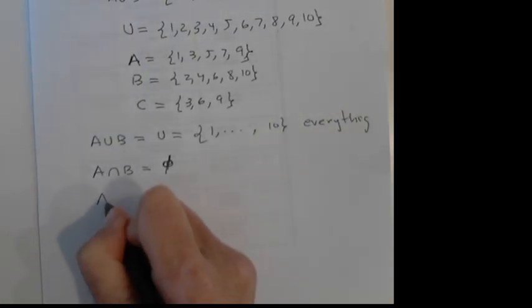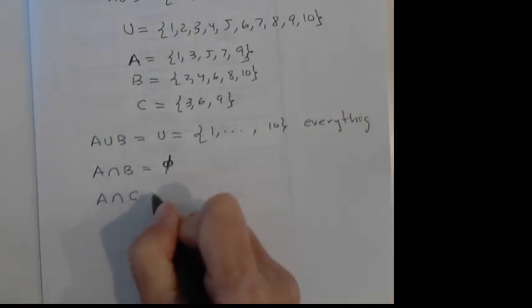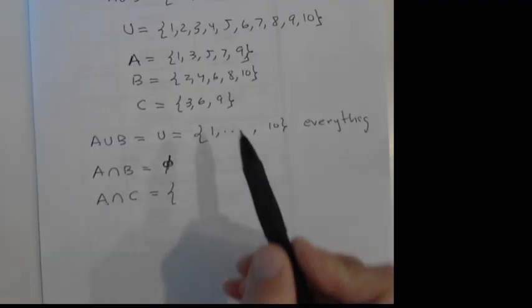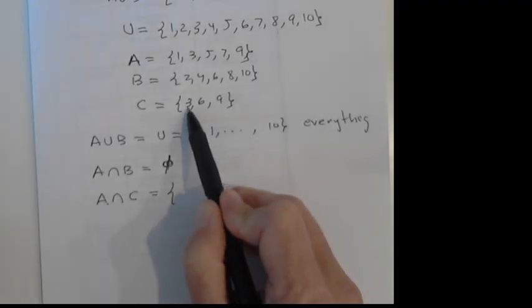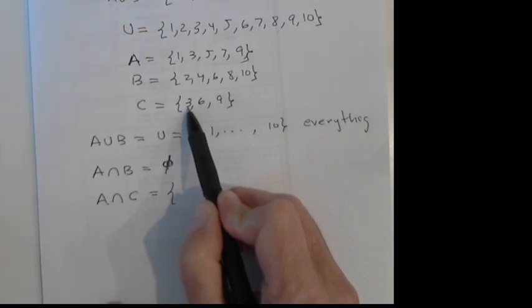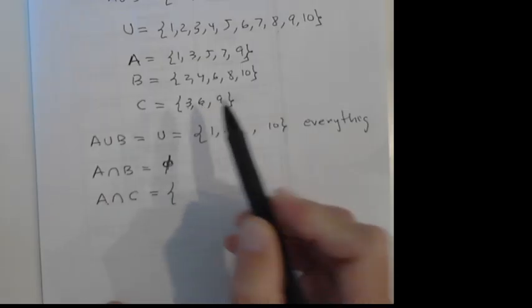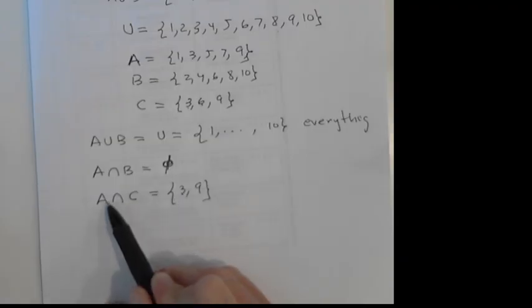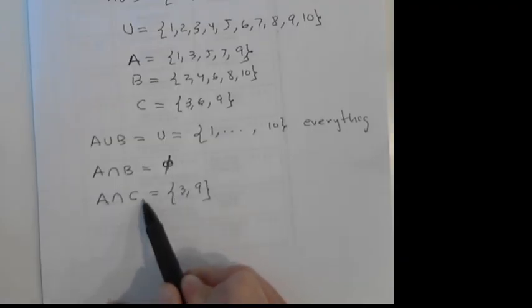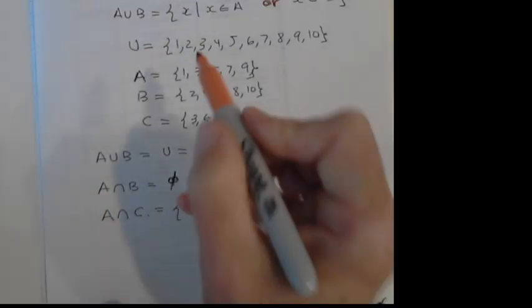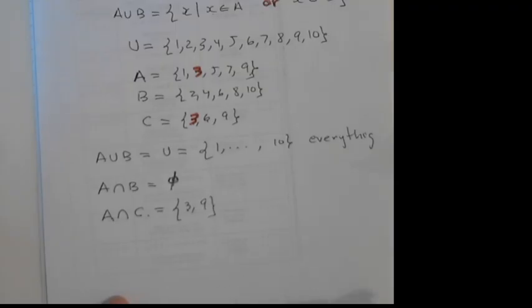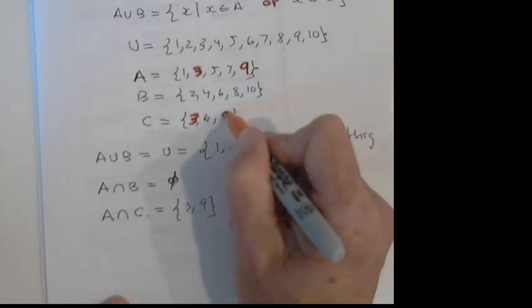But if I do A intersection C, these are the numbers in A and in C, and I got 3 and 9 because 6 is even. So 3 is in A, yes. 3 is in C, yes. 3 is in A and 3 is in C. 9 is in A and 9 is in C.